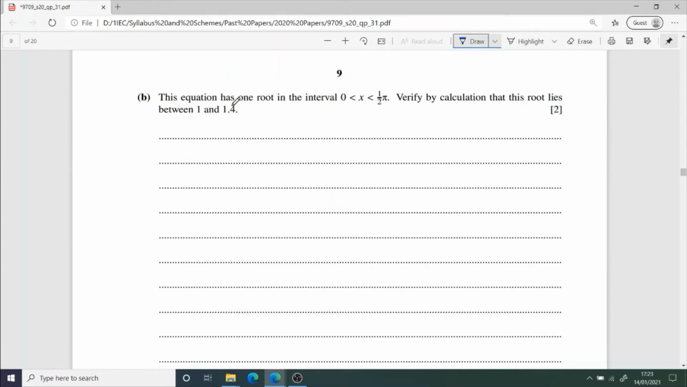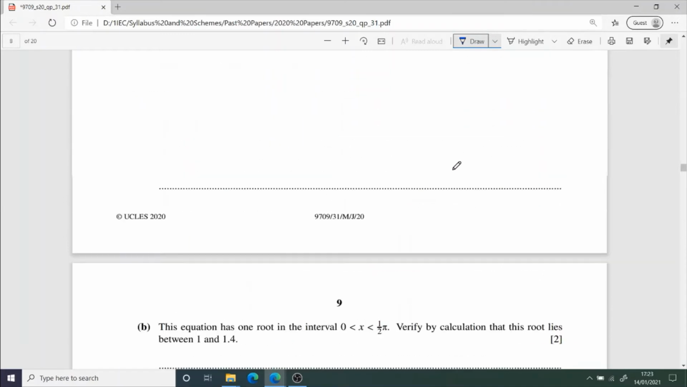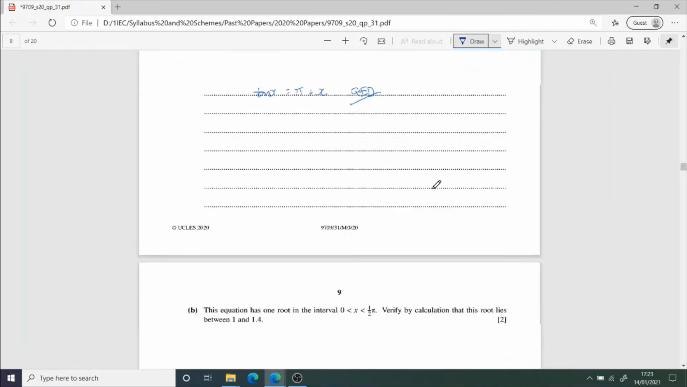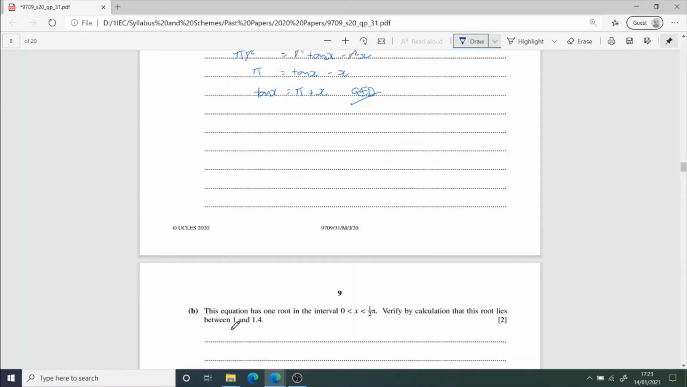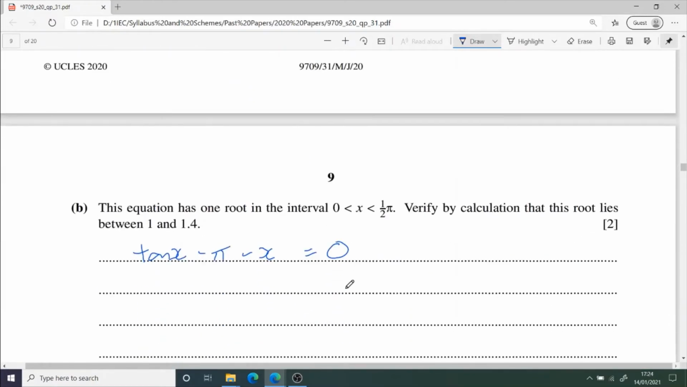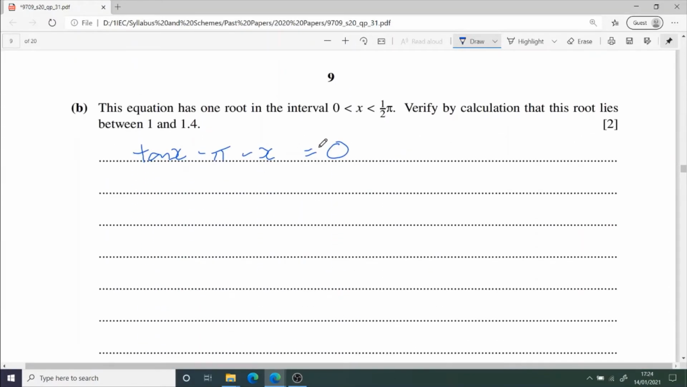In part B of this question, we're asked to show that this equation has a root and that it lies between 1 and 1.4. As is often the case in these kinds of questions, your best approach is to set it equal to 0. So let's bring everything onto the left hand side by subtracting pi and subtracting x. Okay, and then all we need to do to show that there is a root between these points is to substitute in 1, substitute in 1.4, and to show that there is a change in sign. Okay, to show that it goes through 0 between these 2 points.